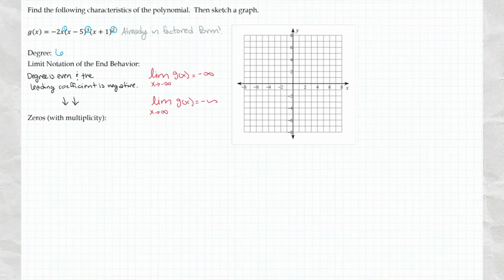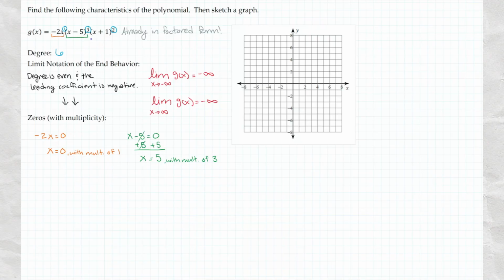To find out what's going on in between our end behaviors, we look at the zeros with our multiplicities. So we're going to set each factor equal to 0 that has an x to solve for our intercepts. So we have x equals 0 with a multiplicity of 1. When we have a multiplicity of 1, how it interacts with the x-axis is going straight through. For the second one, we have x minus 5 to the third. So this has an x-intercept of 5 with a multiplicity of 3. Any 3 or higher odd multiplicity is going to have a wiggle when it interacts with the x-axis.